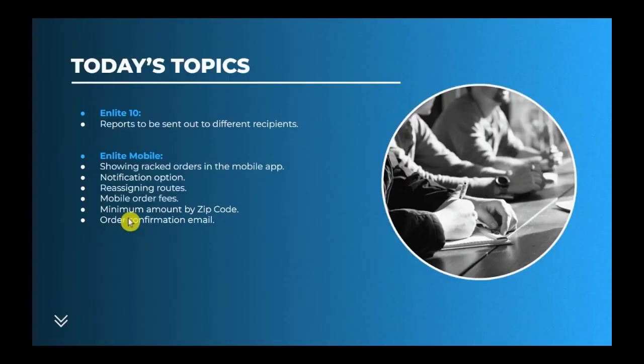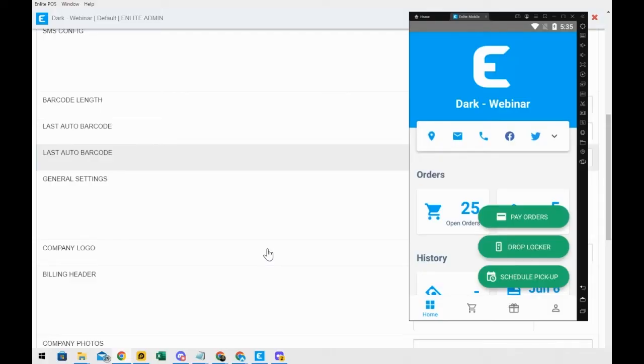Jumping over to our next point of the presentation, let's talk about mobile order fees. When it comes to mobile orders, we can add a fee to our customers' orders, for example, a route fee or a rush fee, however we want to name it. Of course, it must be requested from our Dark support team in order to be enabled.